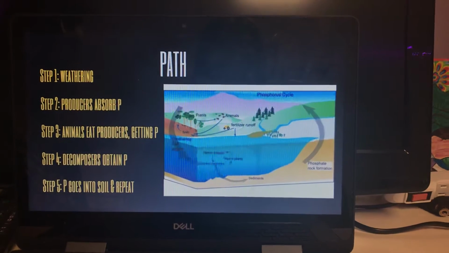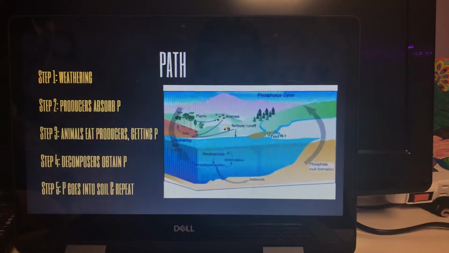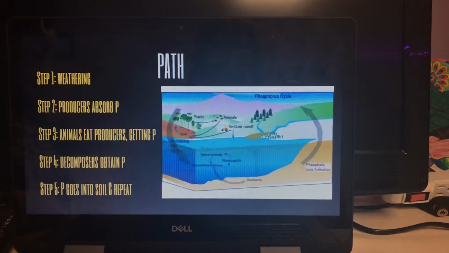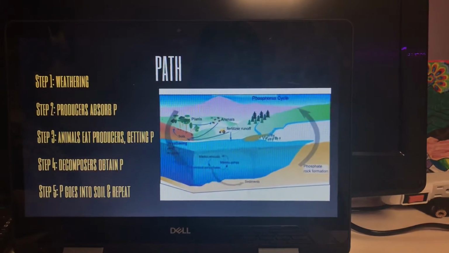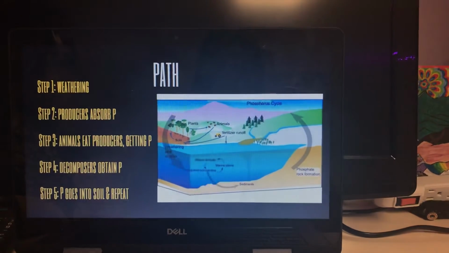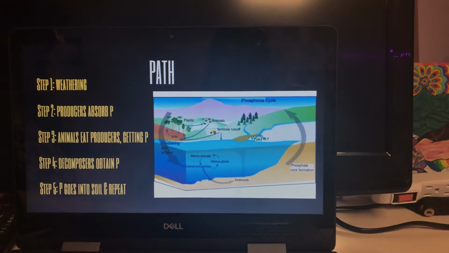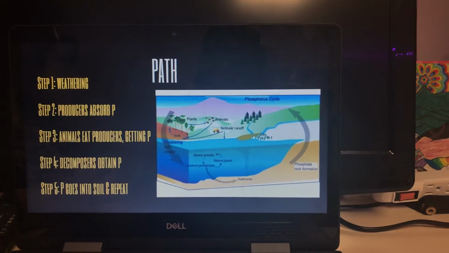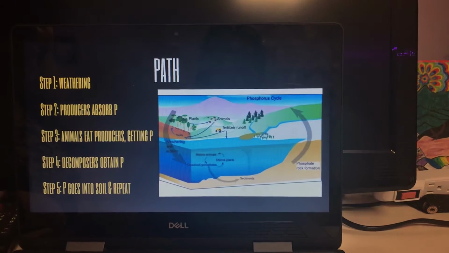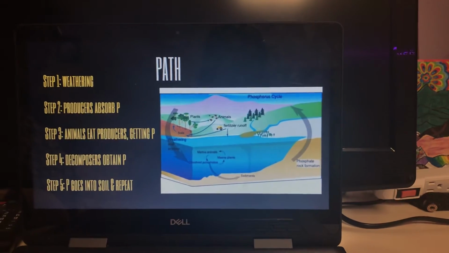But also we have step 5, where phosphorus goes back into the soil and then repeats, but we also have humans that use fertilizer and other forms that phosphorus can move around. But these are the main important steps of the phosphorus cycle.